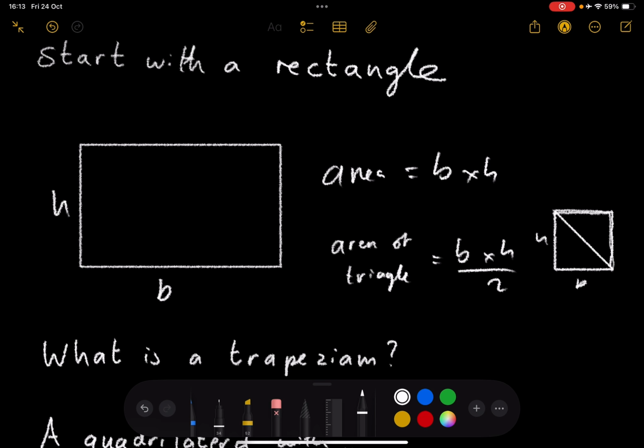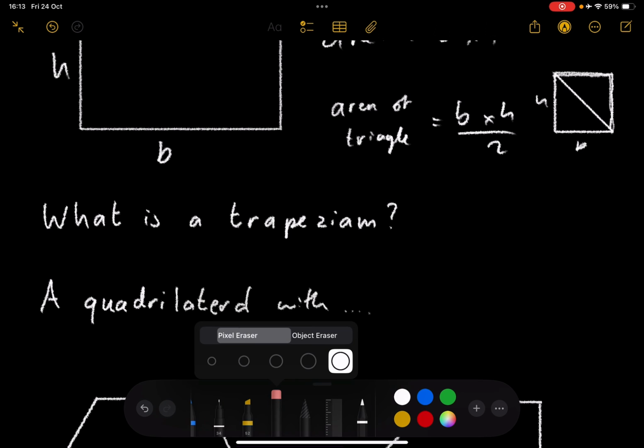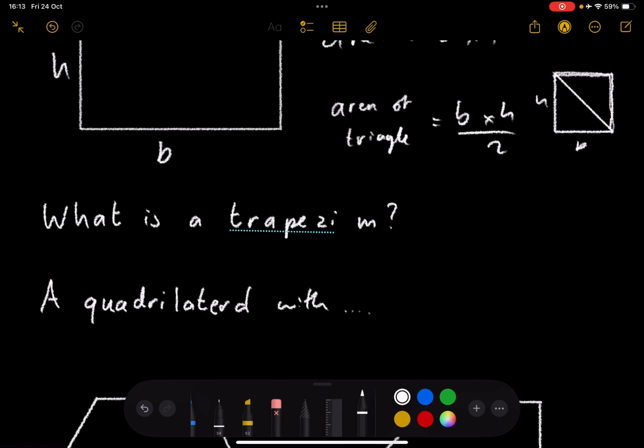So there we go. Now think about what is a trapezium, and I've spelt it wrongly there, which is absolutely shameful. Let me just get rid of that with the object eraser. It should be a U. I blame the iPad for reading my bad writing.